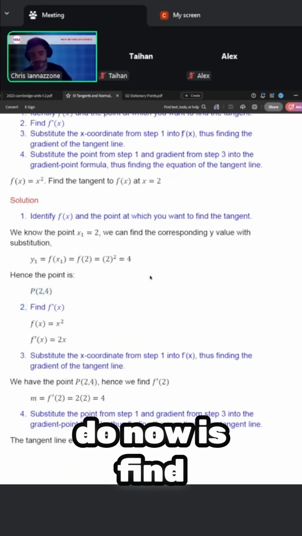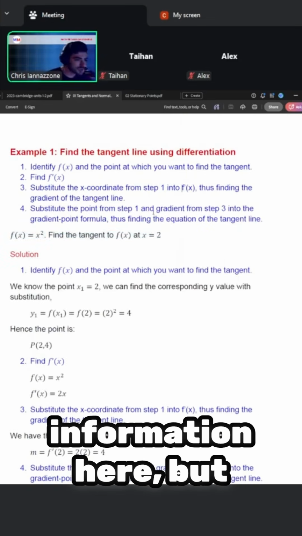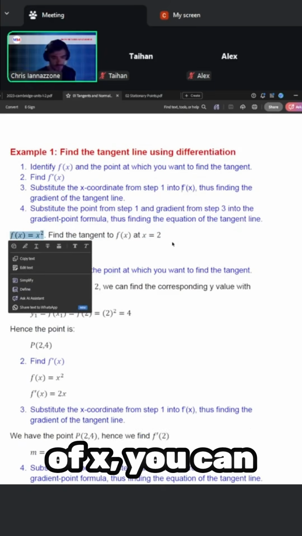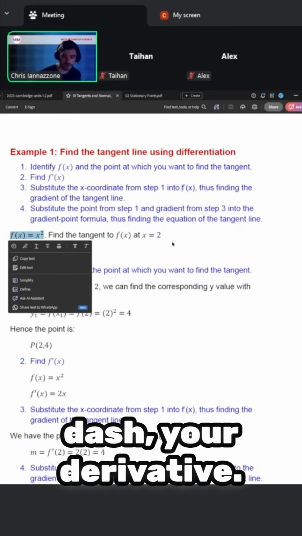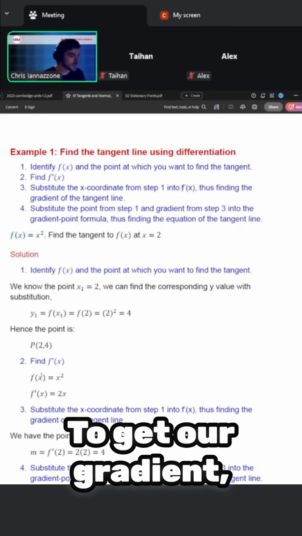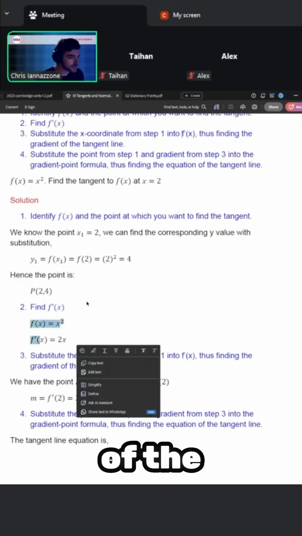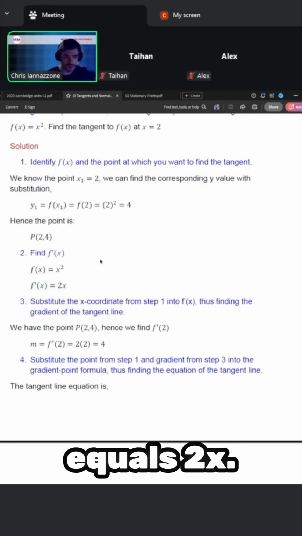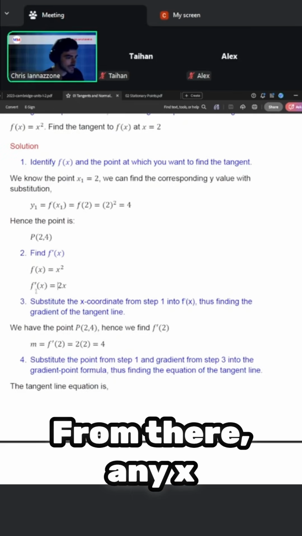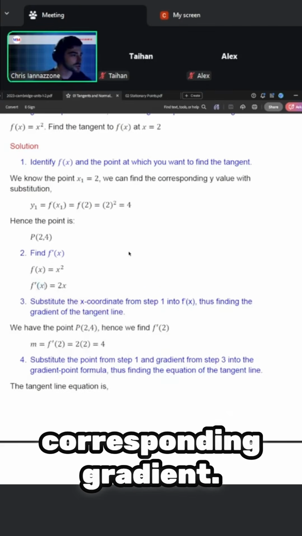All we need to do now is find the gradient. There is very minimal information here, but whenever you have an f of x, you can always find your f dash, your derivative. And so that's what we're going to do here. To get our gradient, we're going to find the derivative of the quadratic. That's going to get us f dash x equals 2x. From there, any x that we put into this will give us the corresponding gradient.